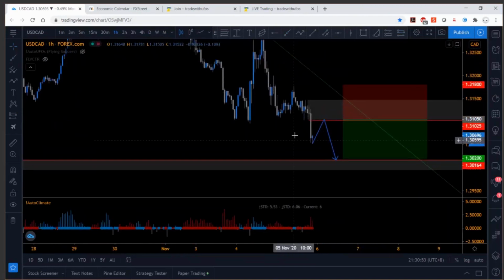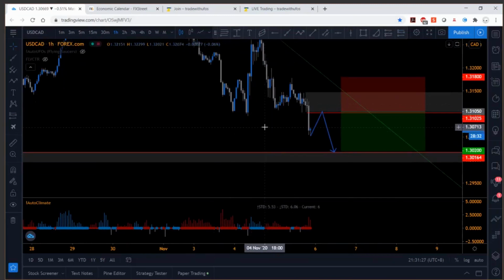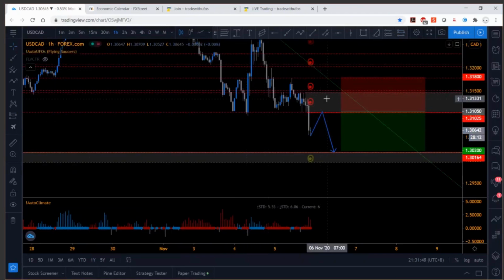And so that's why the auto UFOs is such a nice tool, because it helps identify those areas where we expect there to be some sellers coming to the market and buyers coming into the market. So again, the traditional support and resistance players would also want to get short at this level, because that was support and has now become resistance, and I'm sure they would be telling their clients to look at this area as well. The added benefit of the auto UFOs tool is that it clearly identifies those areas and the risk that you should take.